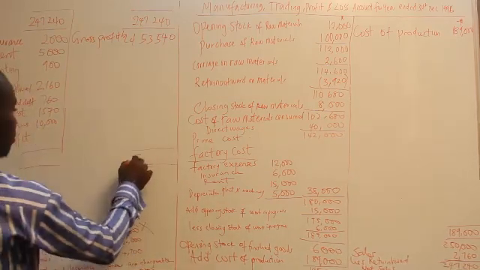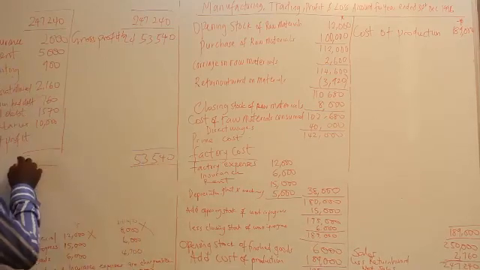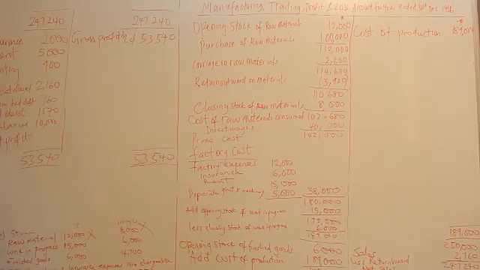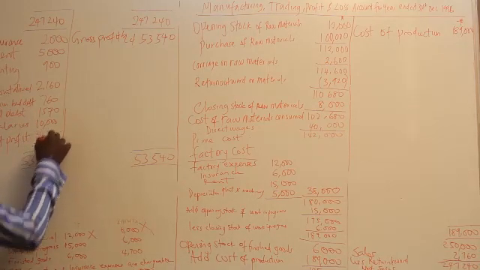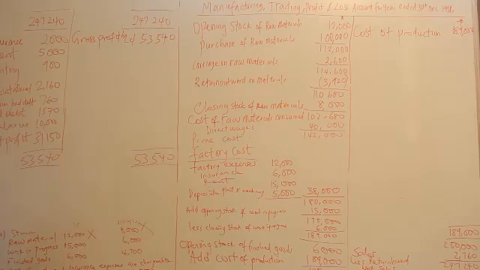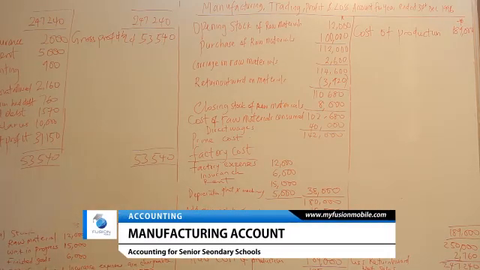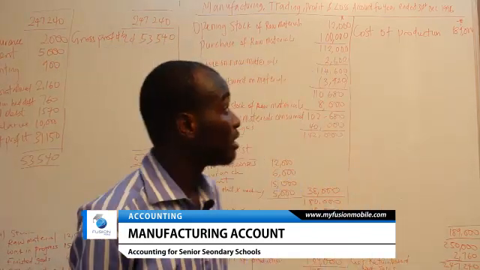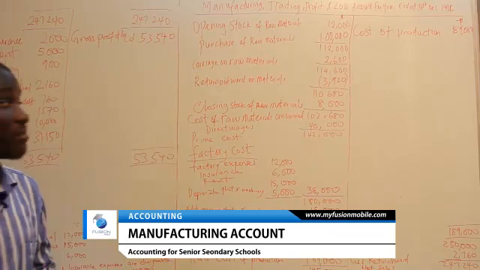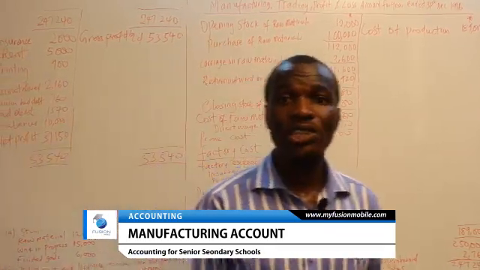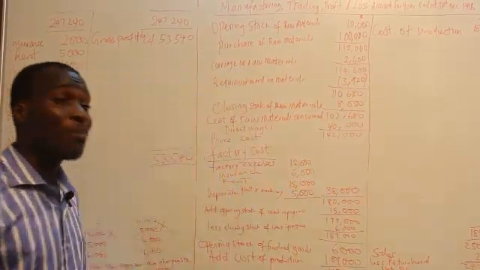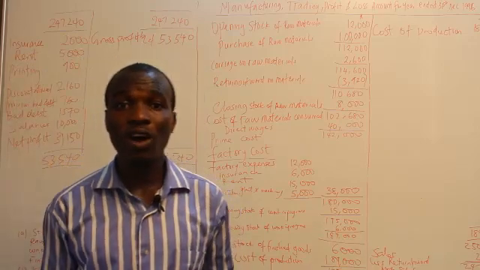So we have 53,540 minus total expenses, that gives us 31,150. So that is our net profit in the period. We are done with the manufacturing, trading, profit and loss account for the year ended 31st December 1995. We are able to determine the manufacturing cost, which is the cost of production, the gross profit from the trading account, and the net profit from the profit and loss account.